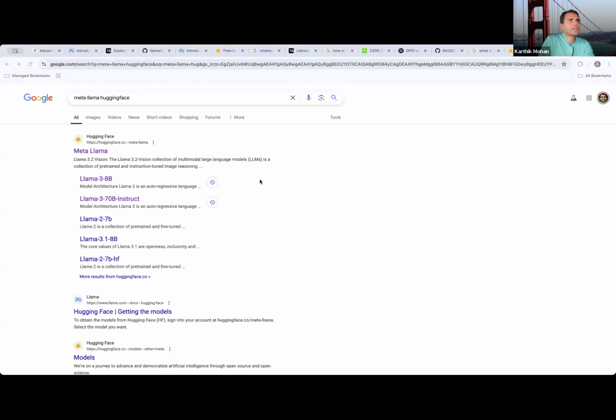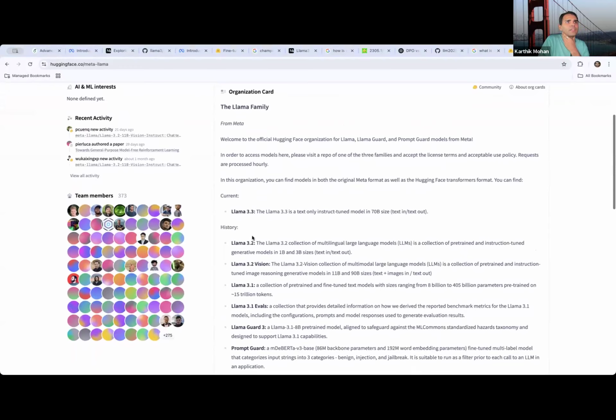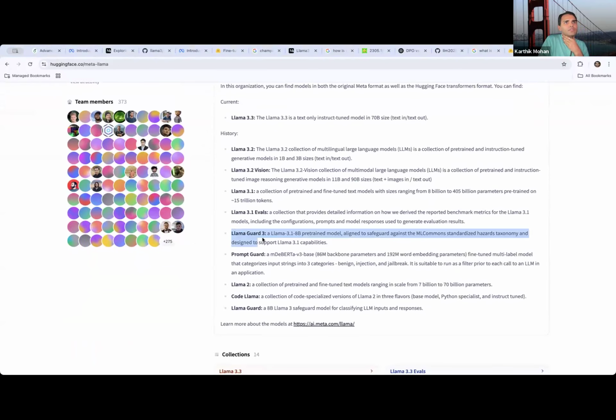Let's say I search for Meta Llama Hugging Face. This is the first result. I go in there, and you have the Llama family of models: Llama 3.3, 3.2, Vision, Evals, Llama Guard. This is good for detecting if something is safe, detecting if something is appropriate, and all of that. And then they also have Prompt Guard and so on. Then Llama 2, and there's Code Llama as well.